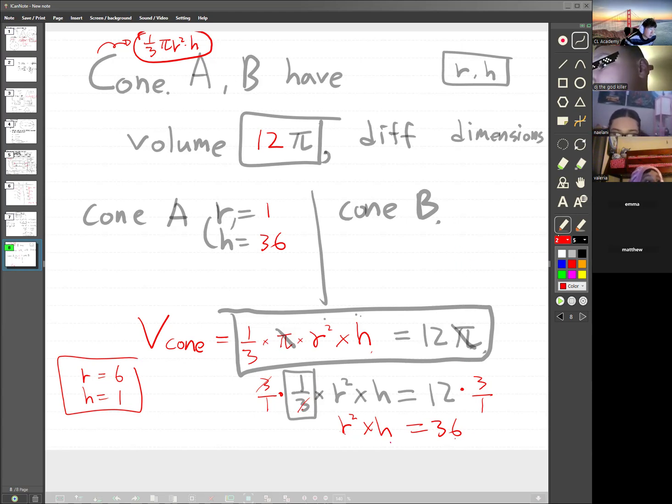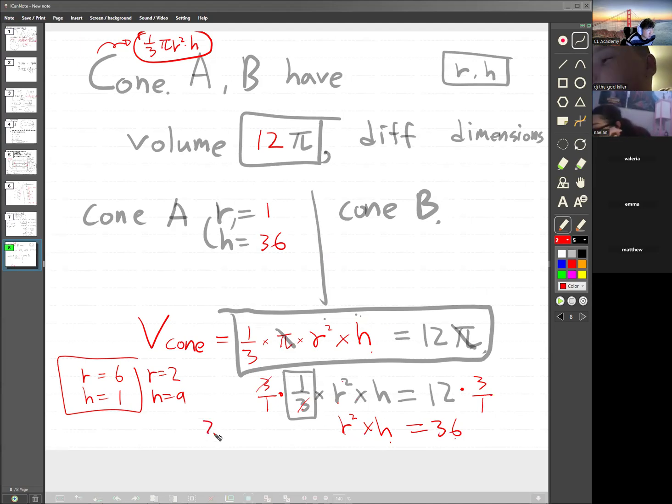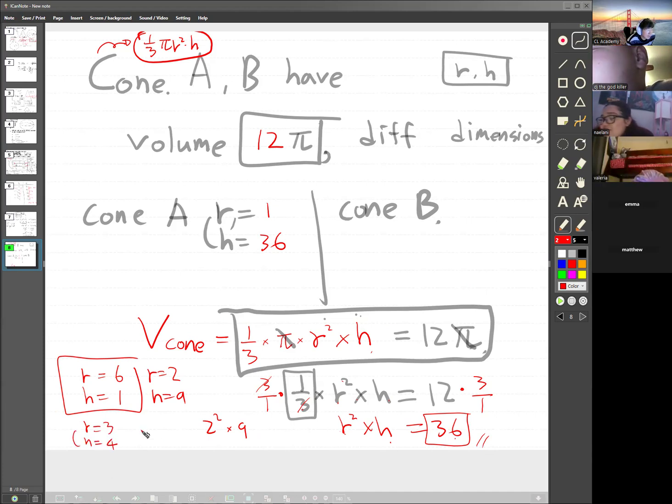Now, another answer. This time I'm going to use Brianna's answer. Brianna said radius is 2, height is 9. Let's see why this one works. R squared times h is 2 squared times 9. That's 4 times 9, which is 36. Or I can say r equals 3 and height equals 4. Why? 3 squared times 4. 3 squared is 9. 9 times 4 is 36. Does that make sense, Valeria? Wait, this makes so much sense.